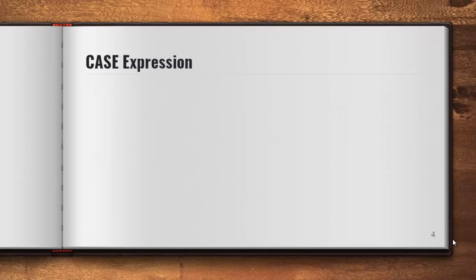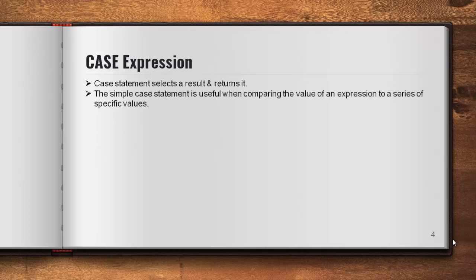The next slide is about the case expression. Case expression is nothing but what we studied as switch case in C and C++. The same thing follows here, whereas the case statement selects a result and returns it. At the end, the case statement will select a particular result, and according to that result it returns some value. The simple case statement is useful when comparing a value. So we use this kind of case statement when we have to compare a value.